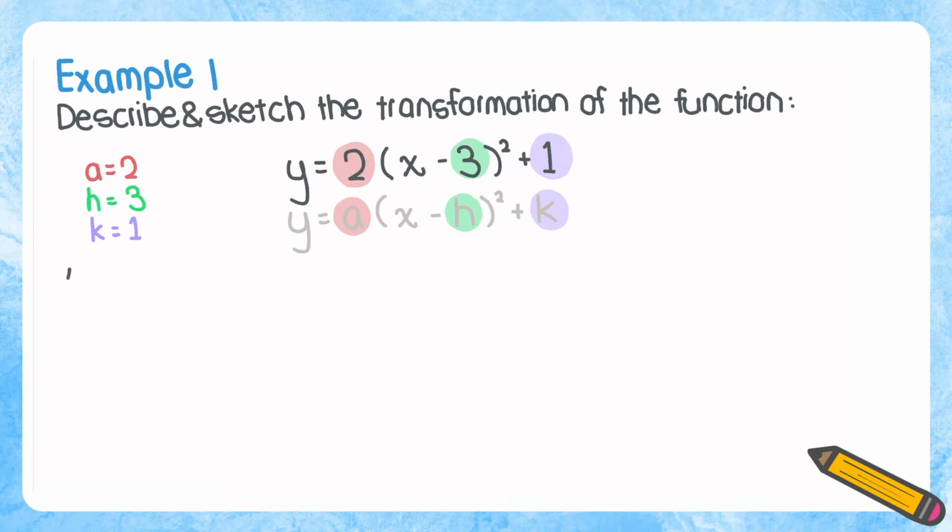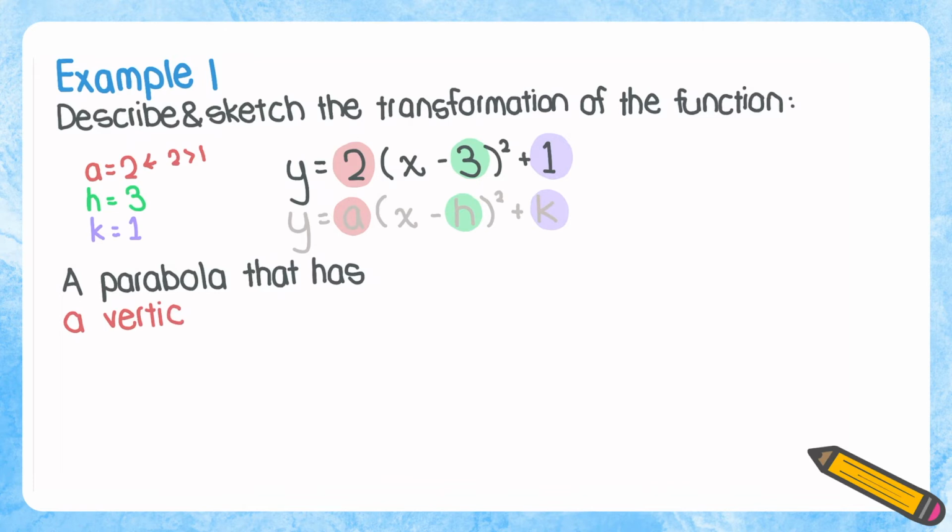We know that it's going to be a parabola since it's a quadratic function. So let's think of the effects. A equals 2, and 2 is greater than 1, so we have a vertical stretch. Notice in this case we don't have a reflection since A is positive. So A tells us that we have a vertical stretch.